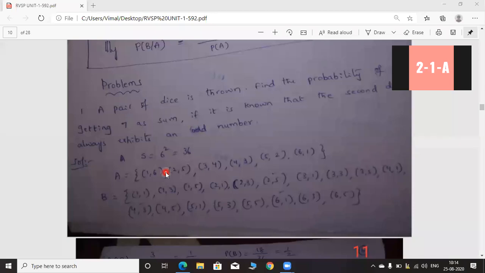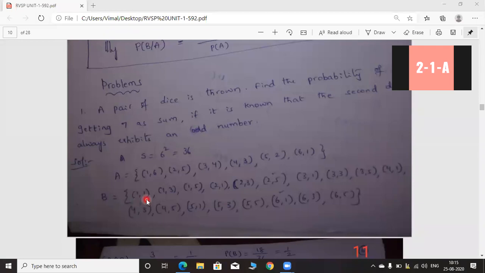So in the same way, we can define event B as follows. On the first die, you may get the number from 1 to 6. Any number you may get: 1, 2, 3, 4, 5, 6. Any number you may get on the first die. But on the second die, you must get an odd number. So what are the odd numbers? 1, 3, 5 only.